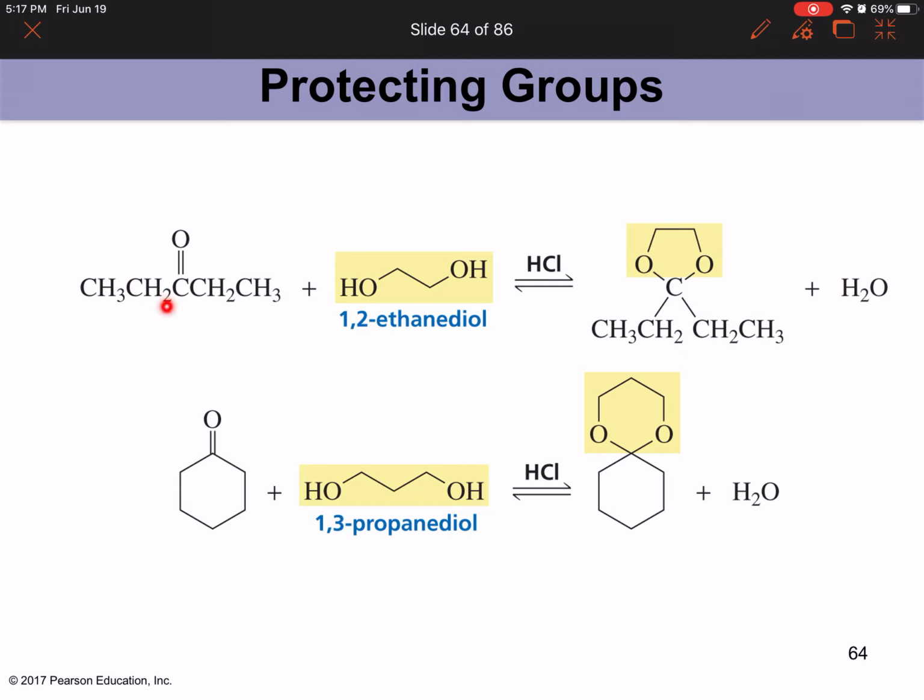Now after the reaction has been done, if you want, you can add hydrochloric acid and get back to your ketone of interest. Same thing, here's another protecting group, 1,3-propanediol, with three carbons, 1, 2, 3, and diol at the first and third positions. So this can be converted to another protecting group like that, having three carbons.